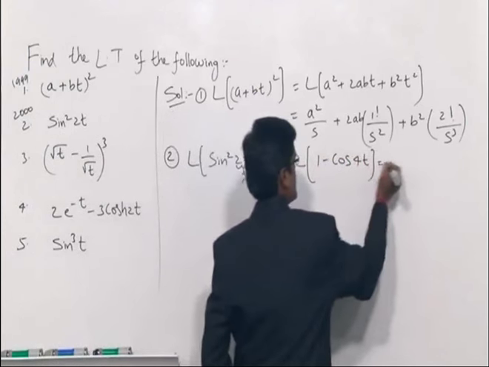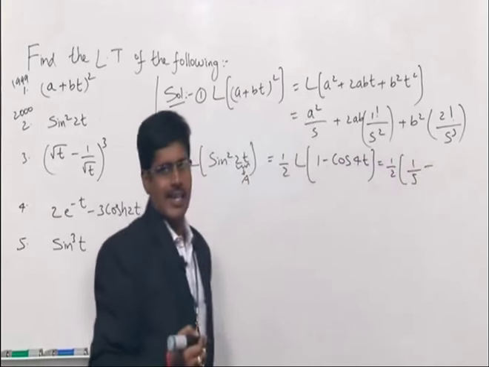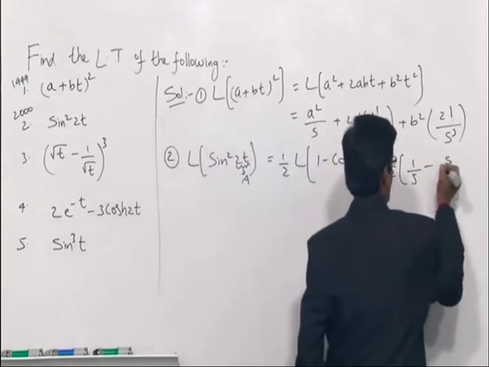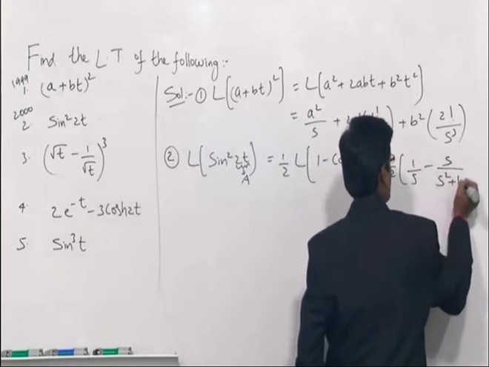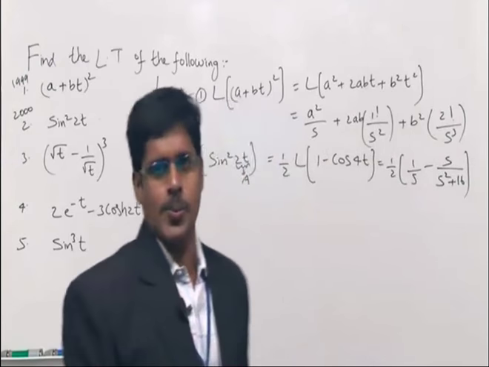So L of 1 is 1 over s, minus L of cos at, where a is equal to 4, is s over s square plus a square, that means 16. Then take the LCM and simplify further depending on the options only.